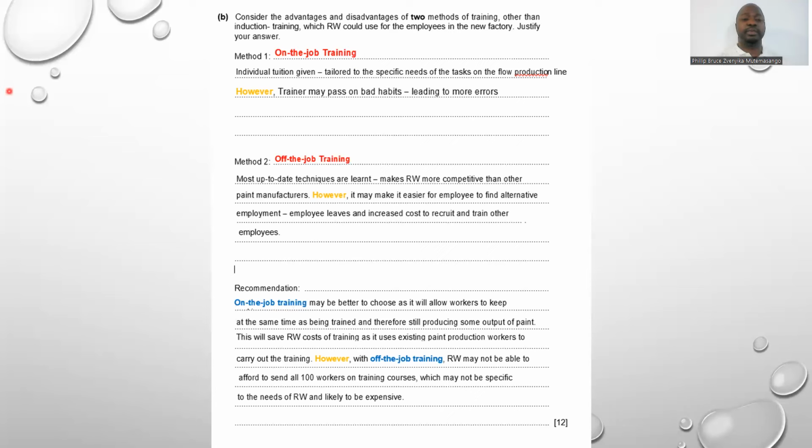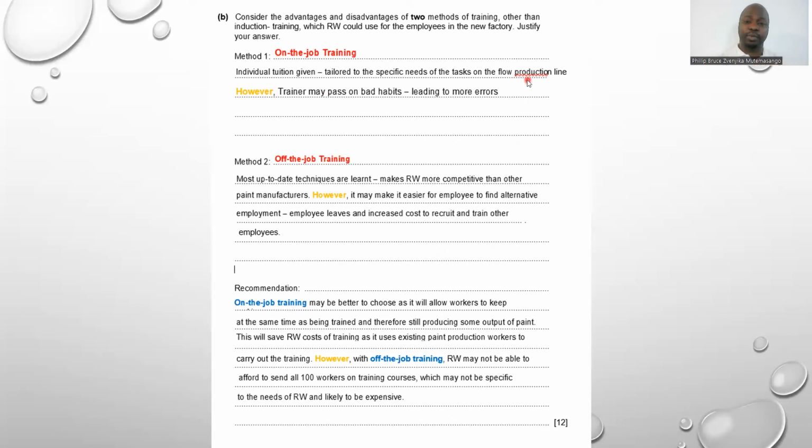So on the job training, remember, it is done within the workplace. That's when you train employees within the workplace. So in this case, you may go on to give the benefit as follows. Individual tuition is given. And this means the training is going to be tailored to the specific needs of the tasks on the floor production line. So there is your positive point as well as your application.